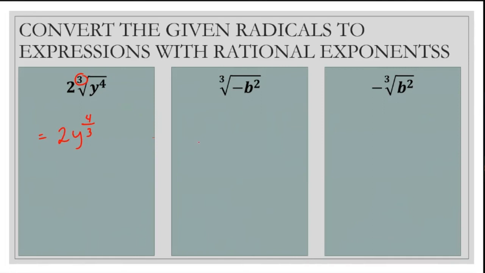Next, you have the cube root of negative b squared. So again, you will be having negative b raised to 2 over 3 as our answer, or that is simply negative b raised to 2/3. So in this case, you have the negative outside, so you will just have negative of b raised to 2/3.